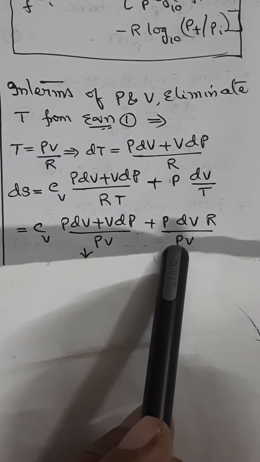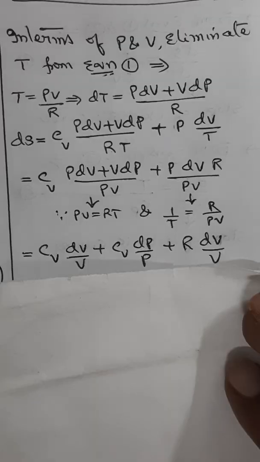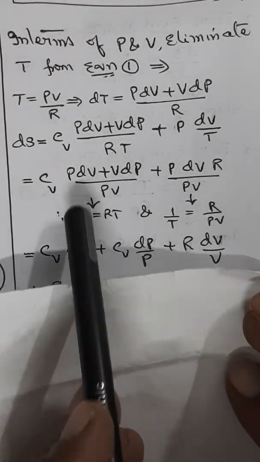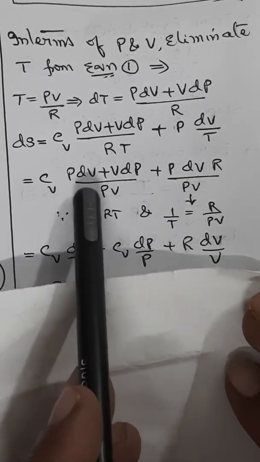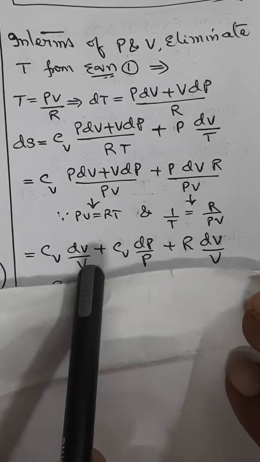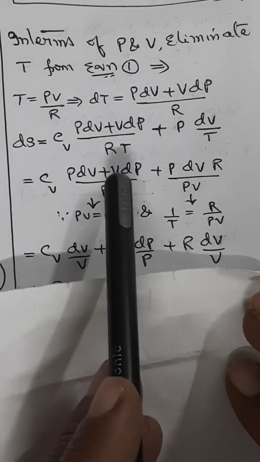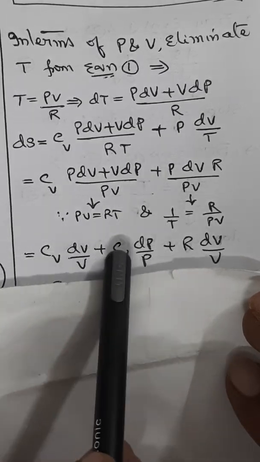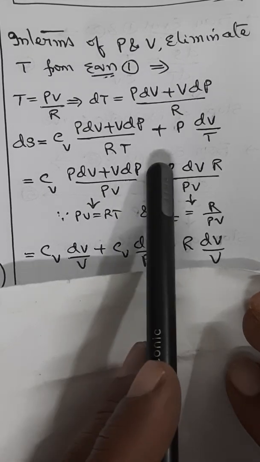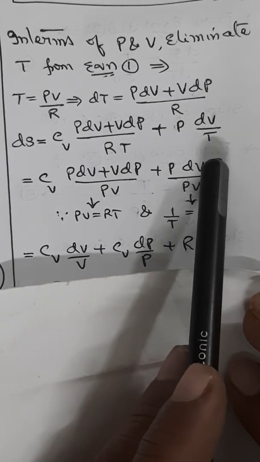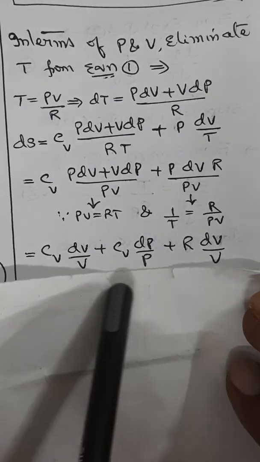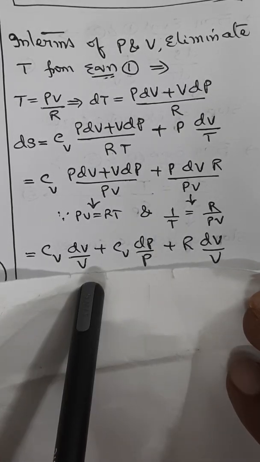Now, expanding this, we will get Cv into PdV by PV. You can strike off P. Therefore, it will become Cv dV by V plus Cv into VdP by PV, that is Cv into dP by P, plus you can strike off V here. Then it will remain R into dV by V. This is the expression we got.